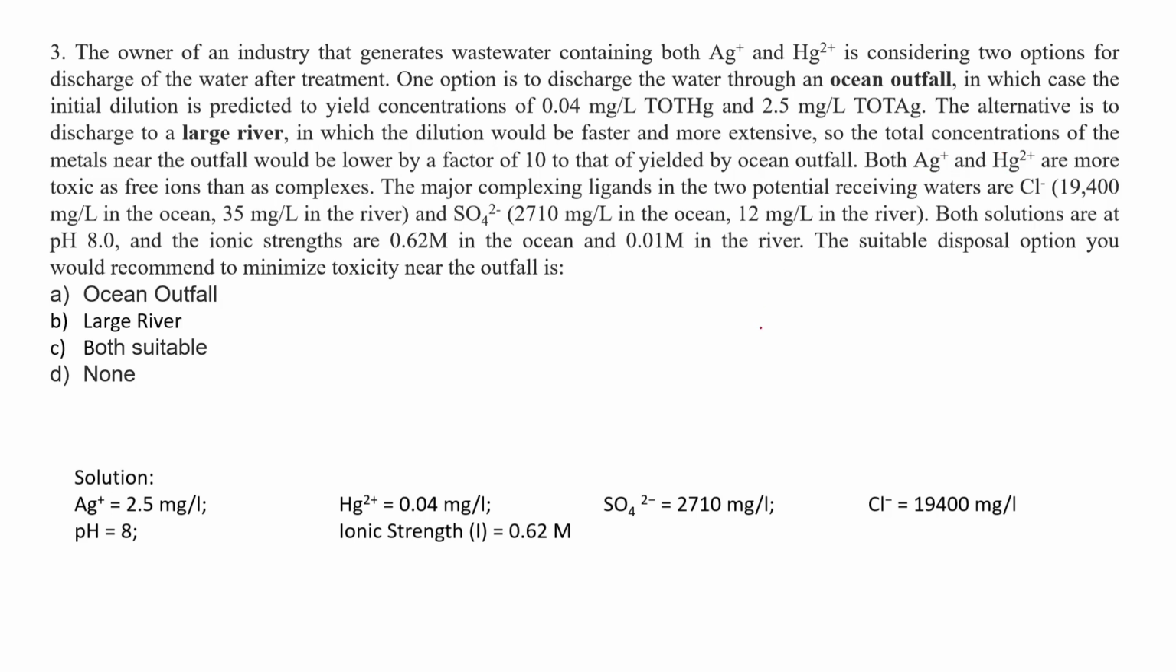So let's go to MINTEQ. So here total Ag is given as 2.5 milligrams per liter. Mercury is given as 0.04 milligrams per liter. Sulfate is 2710 milligrams per liter, and chloride is this much. pH is 8 and ionic strength is 0.62. So all these values are for the ocean.